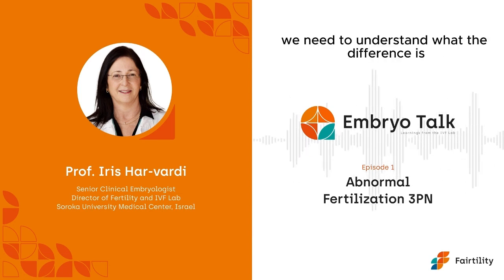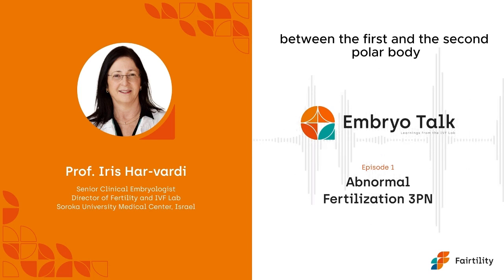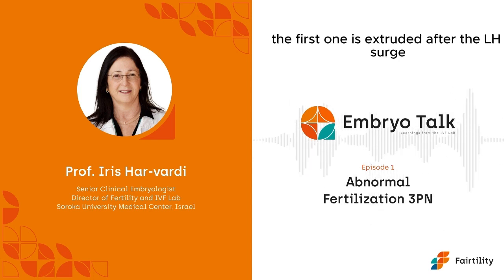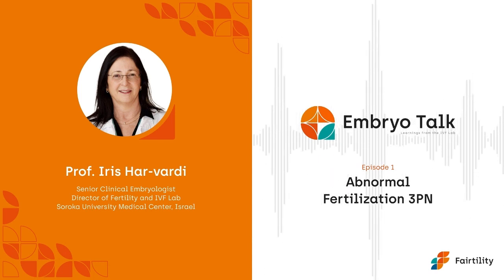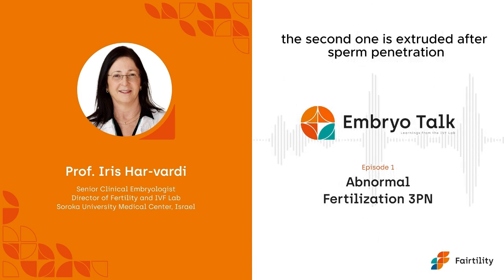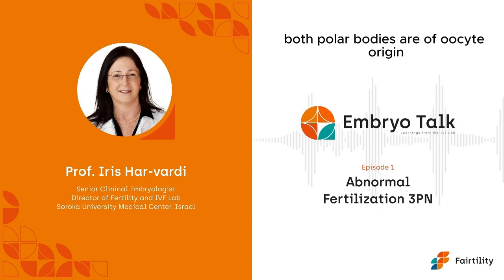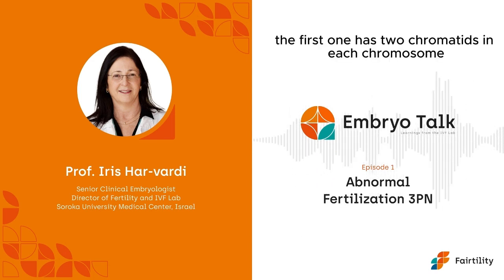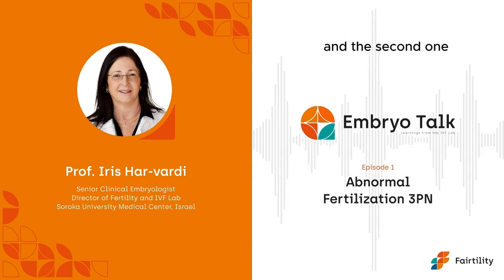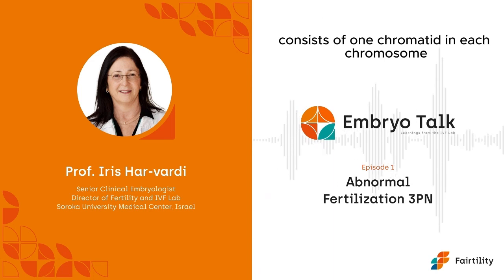But firstly, we need to understand what the difference is between the first and the second polar body. Let me explain. The first one is extruded after the LH surge or after an external trigger for ovulation. The second one is extruded after sperm penetration. Both polar bodies are of oocyte origin and consist of 23 chromosomes. However, the first one has 2 chromatids in each chromosome, and the second one consists of 1 chromatid in each chromosome.